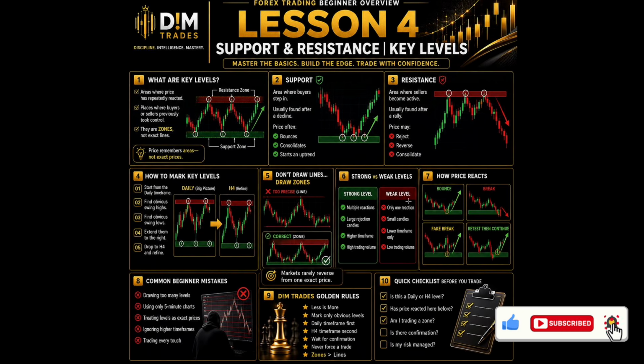How do you identify weak levels? By only one reaction, by small candles, by lower time frame only, and by low trading volume. So this is the difference between the two. Look at how price reacts when it gets to support. The green zones here are denoted as supports. The red zone above is denoted as resistance. Resistance is like a ceiling. Support is like your ground floor, right?